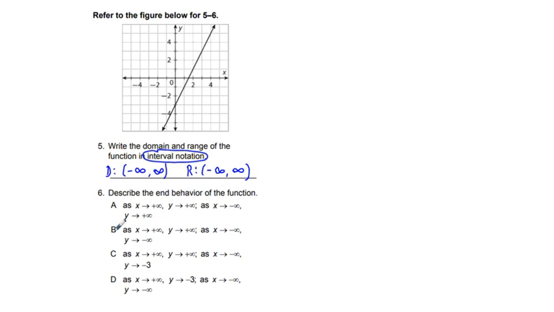6, describe the end behavior of the function. Well, as x approaches infinity, what you have to look for in end behavior is range. So as x approaches positive infinity, y approaches infinity. That's your range. And as x approaches negative infinity, y approaches negative infinity. That's the other end of the range. So your correct answer for this is B.